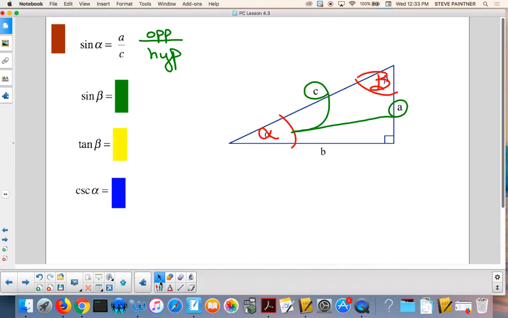Carly, what is sine of beta? It'd be B over C. Yeah, B over C, you got it. Kyle, what's tangent of beta? B over A. He's right, B over A. Cosecant is that oddball function. It's the reciprocal of which one? Sine. Connor, what's cosecant of alpha?